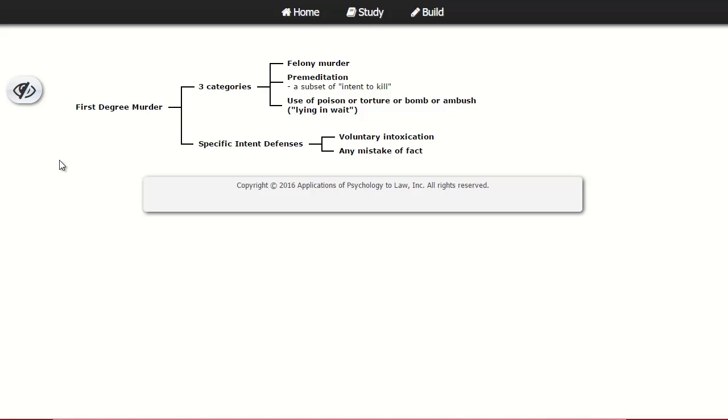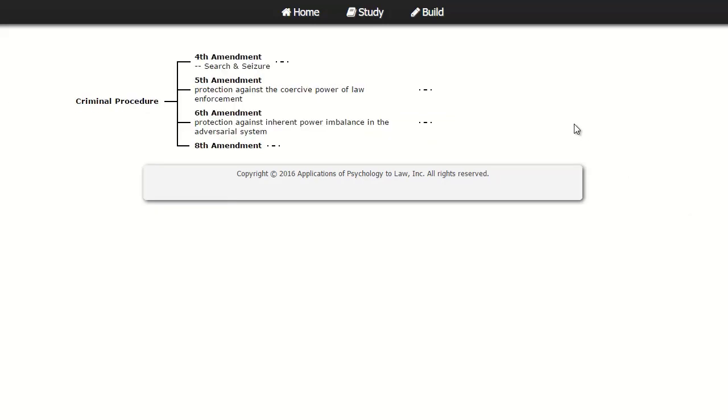Let's go back to Grandma. We found malice, and guess what? She used poison. Therefore, we can get Grandma for second-degree murder, or we can also get her for first-degree murder. So that's that pattern. Now, the next big pattern that I want to go over is the Fourth Amendment.